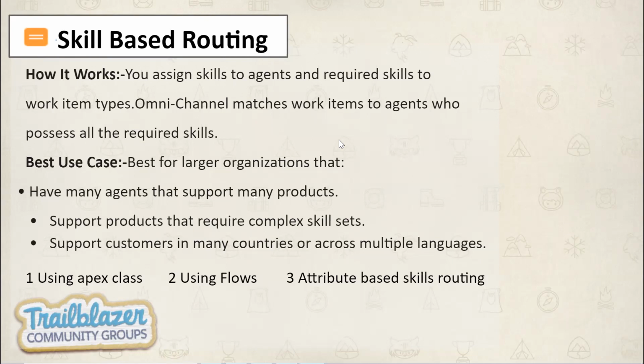A better use case: if your organization is large and deals with multiple products, with a lot of configuration and a complex structure of products, like product line items, vertically as well as horizontally, then you should go for skill-based routing. If your company has a lot of support agents and deals with many products, you should go for skill-based routing. There are three ways we can configure skill-based routing: Apex, flow, and attribute. These are the three ways.